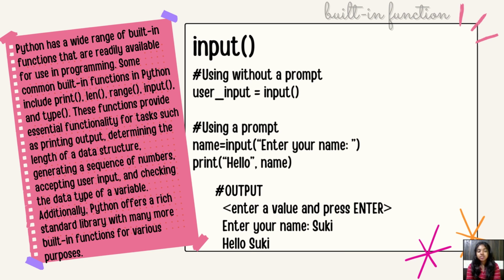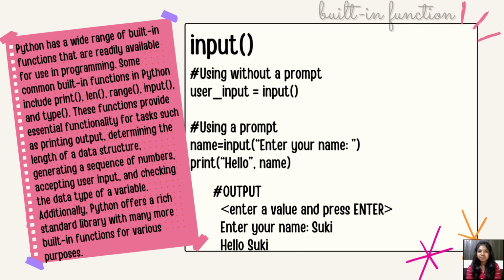An optional string argument can be passed to display a prompt before the input. In this example, the program will wait for the user to enter something and press enter. Whatever the user enters will be stored in the variable user input. In this statement, the program will display the prompt enter your name and then will wait for the user to enter something and press enter. The user's input will be stored in the variable name.